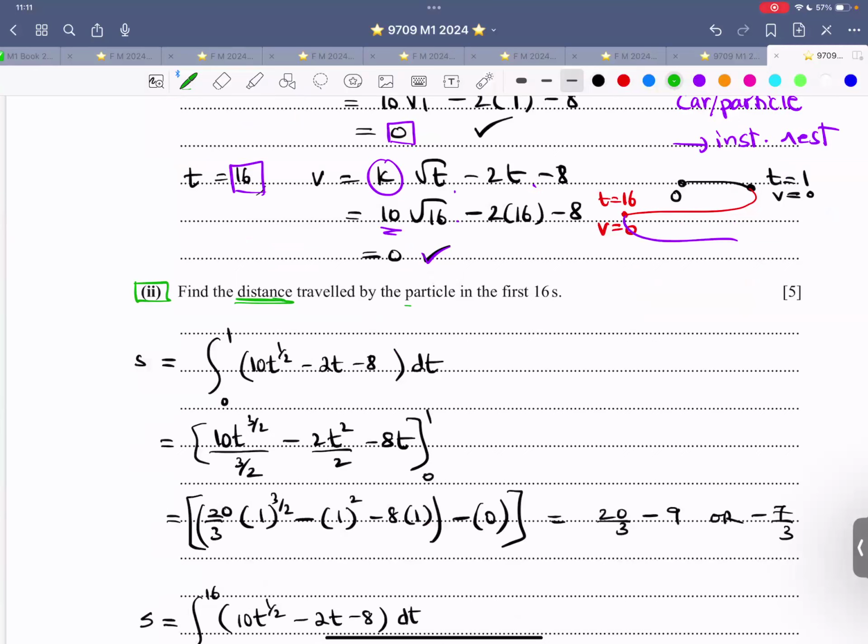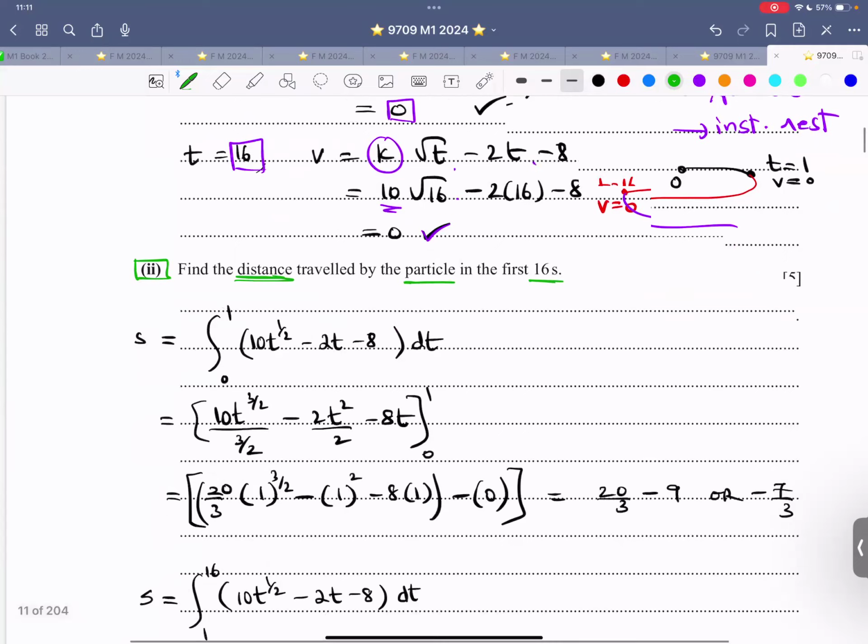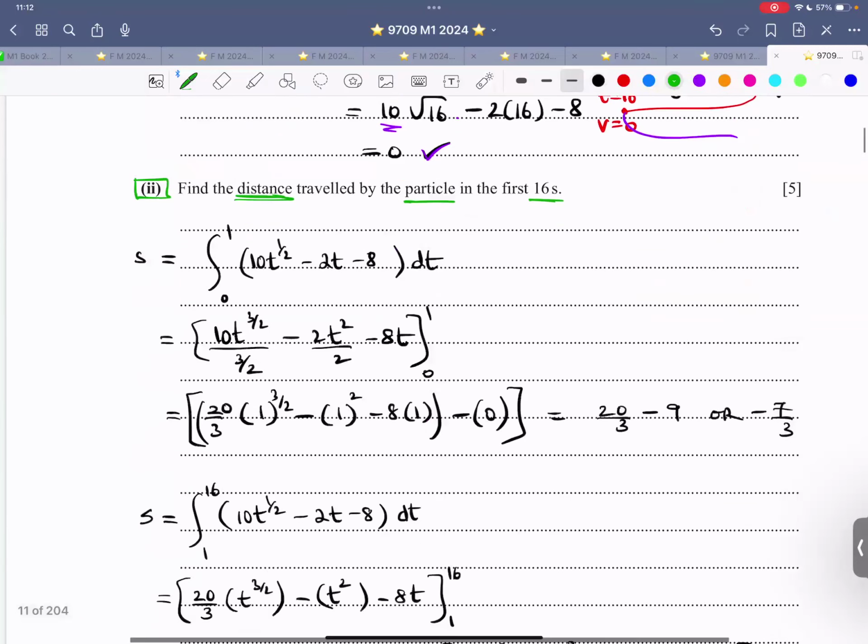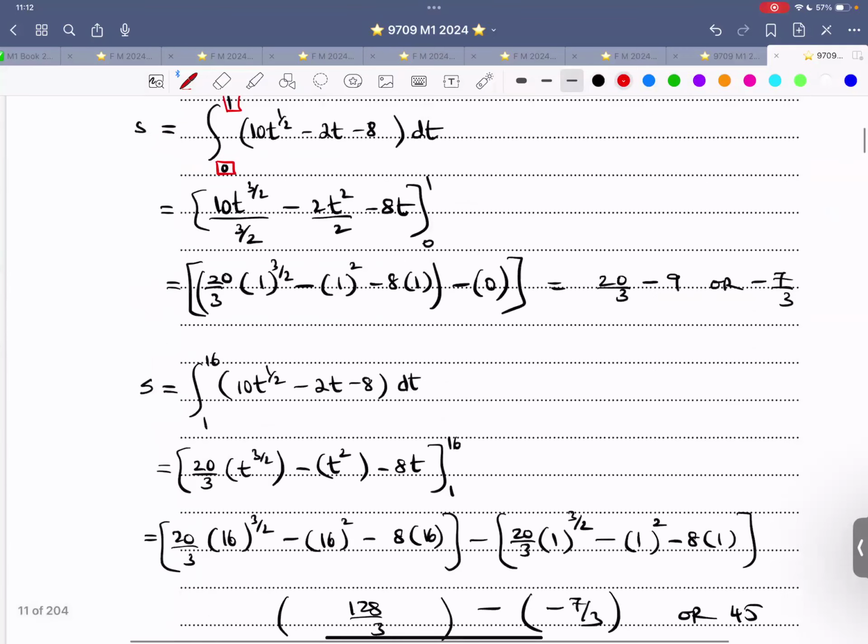Find the distance traveled by the particle in the first 16 seconds. So don't get excited. Don't just integrate between 0 and 16. That would definitely be wrong. So for the first stage, from 0 till 1, integrate the velocity function. Don't have to worry about c because the limits are there. And this answer comes out to be -7/3.